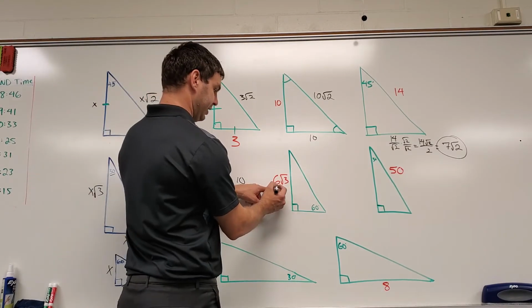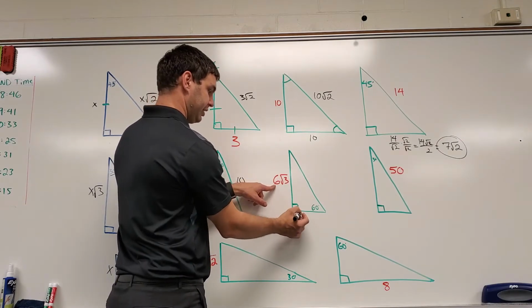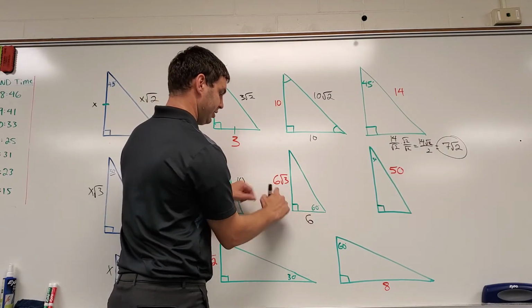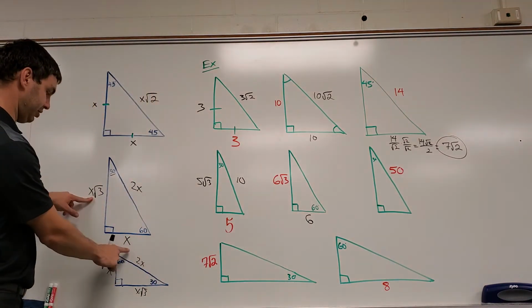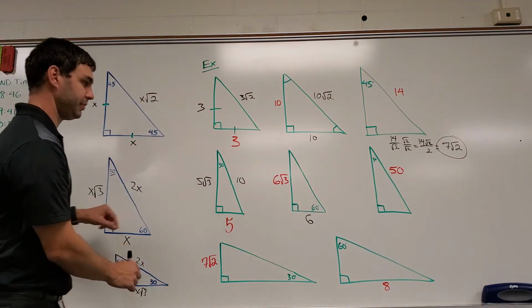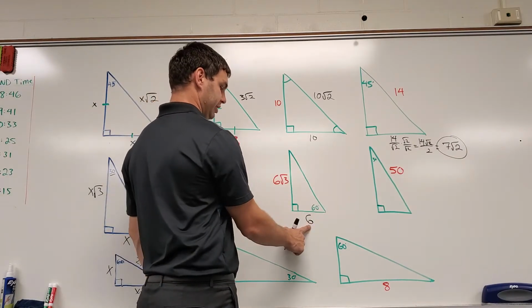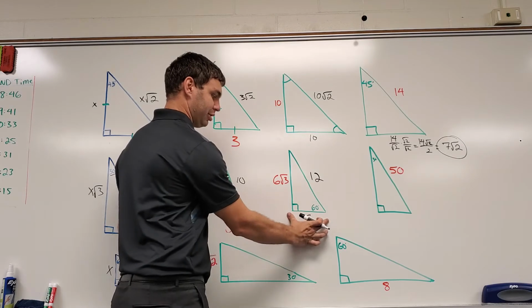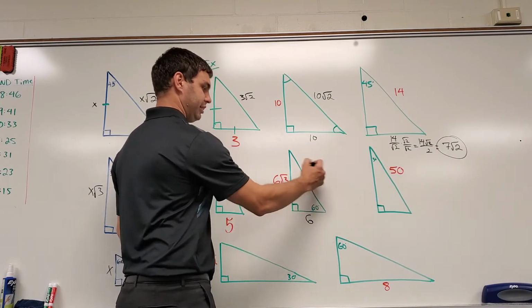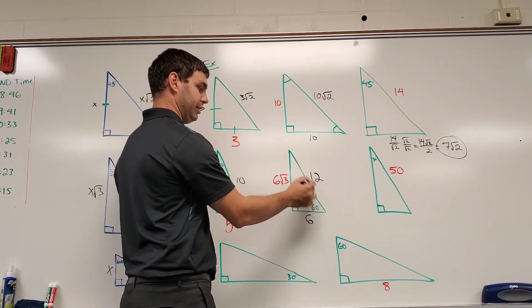On this one, they give us something times the square root of 3 for the long side, so to go back to our short side, we just take what's in front and put that there, 6. If this is X square root of 3, and this is just X, it's that same number in front. And then to get the hypotenuse of this one, just take the short side times 2, which is 12. Notice I did the short side first.